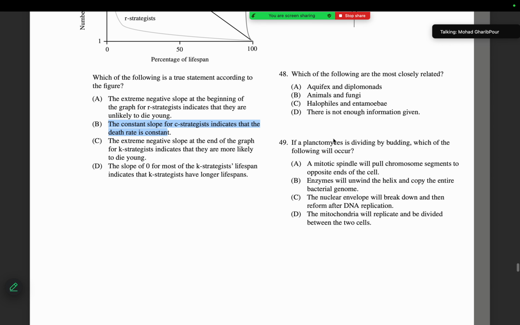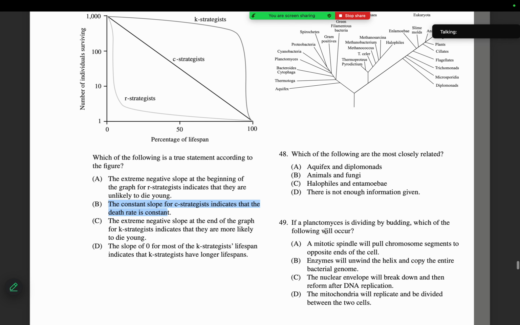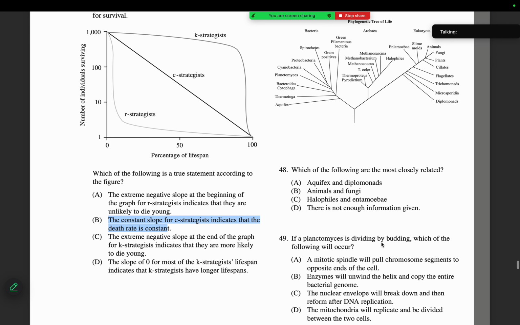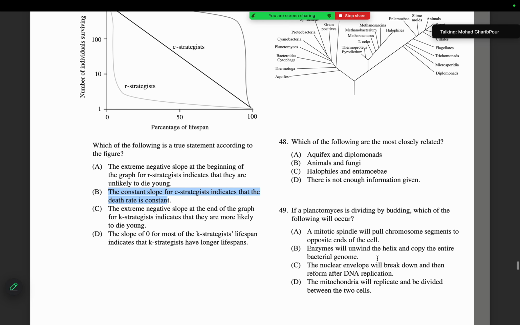And then 49. If Planctomyces is dividing, oh, it's okay, it's referring to this. Was dividing by budding, which of the following will occur? A, a mitotic spindle will pull chromosome segments to opposite ends of the cell. No, budding is a different process. B, enzymes will unwind the helix and copy the entire bacterial genome.